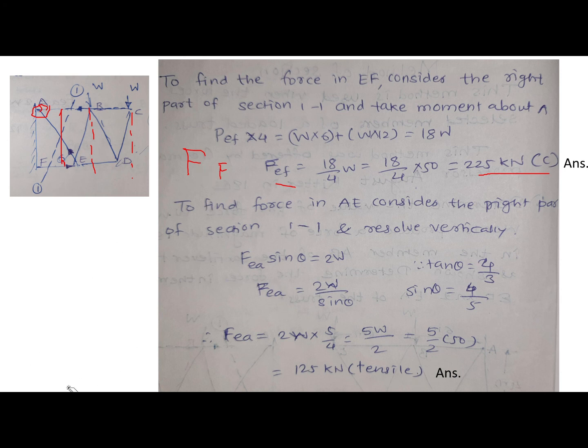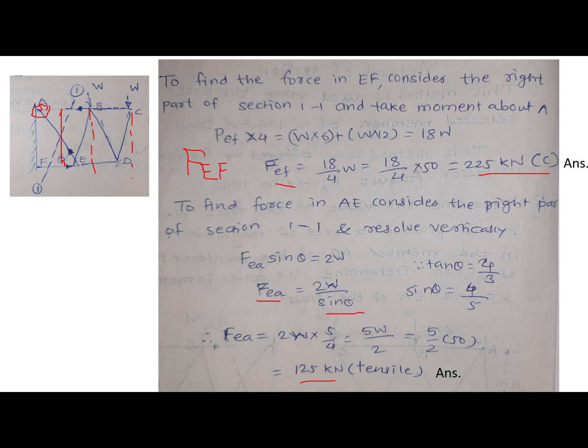So by keeping that in mind, let us try to find the force in the other member, which is AE. The AE is the inclined member. To find the force in member AE, consider the right part of the section 1-1 and resolve vertically. For vertical forces, we have two forces of W and the vertical component of EA. Since members EF and AB are perfectly horizontal, we have only one unknown, the force in member EA, and after solving it we get it as 125 kilonewton.